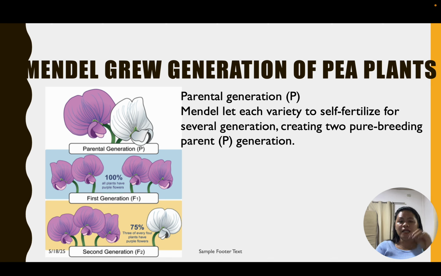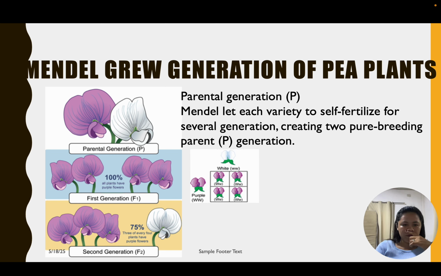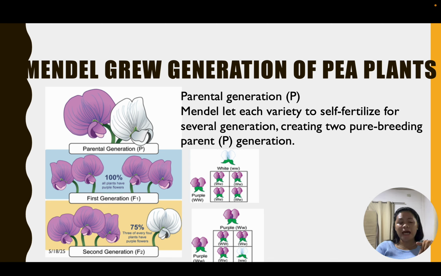Para makakreate siya ng pure bred na parent generation. So, yeah. So, after yan, yung first generation, produce ng lahat 100% na purple na flower. So, ang ginawa niya naman, self-fertilize niya ito to produce the second generation, and as what you can see there, 75% is purple but the 25% is white. So, nag-show na yung recessive na trait on the second generation.